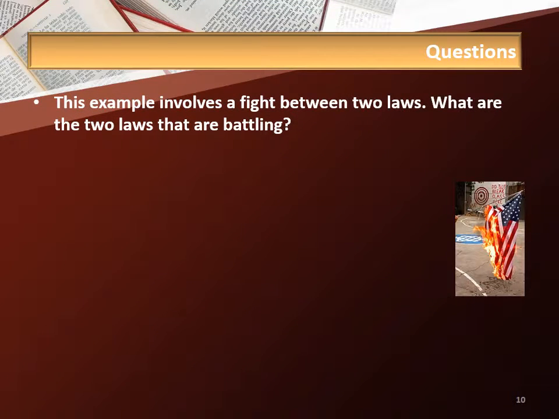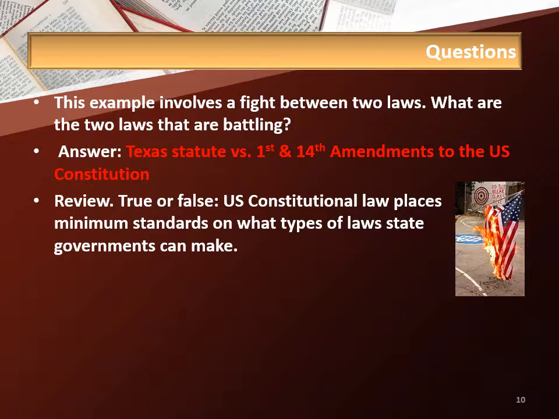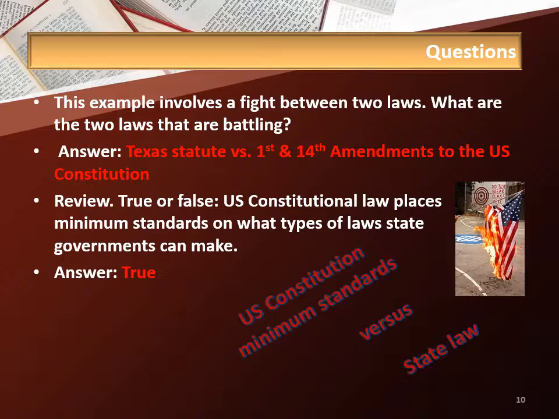This example involves a fight between two laws. What are the two laws that are battling? Answer: the Texas statute versus the First and 14th Amendments to the U.S. Constitution. True or false? U.S. constitutional law places minimum standards on what types of laws state governments can make. Answer: true. This is an example of U.S. constitutional minimum standards versus state law. The U.S. Constitution always wins because it is above state law in the hierarchy of law.